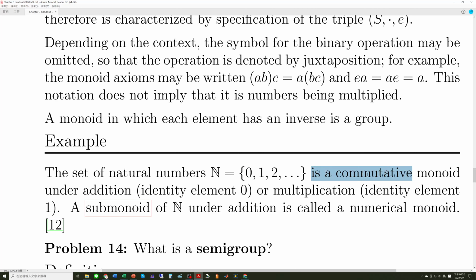It's a commutative monoid under addition, where the identity element is 0, or under multiplication, where the identity element is 1. So this 0 is called the additive identity, and 1 is called the multiplicative identity, as we have mentioned before. A submonoid of N under addition is called a numerical monoid.